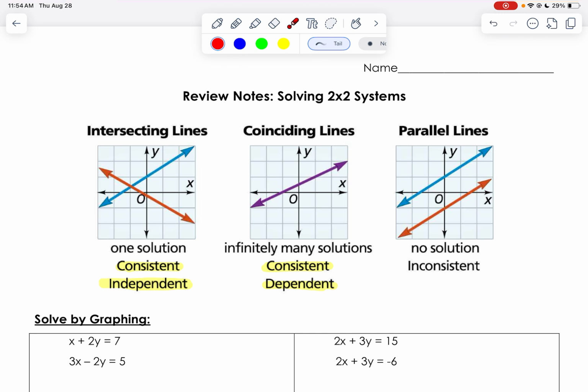Now, if you get parallel lines, they're never going to intersect. So there would be no solution there. And we call that an inconsistent system.